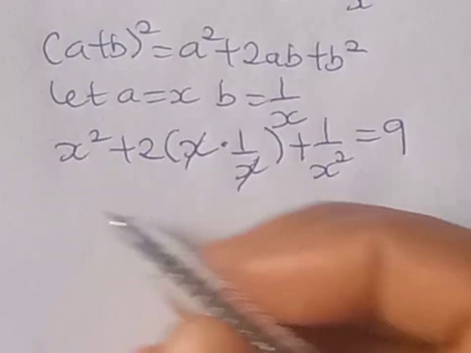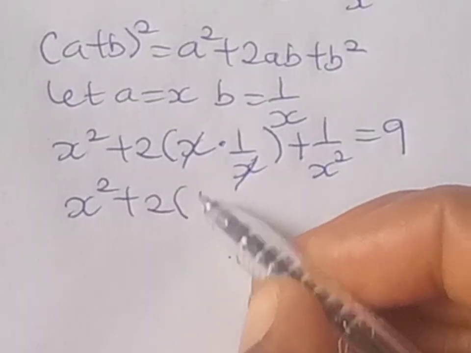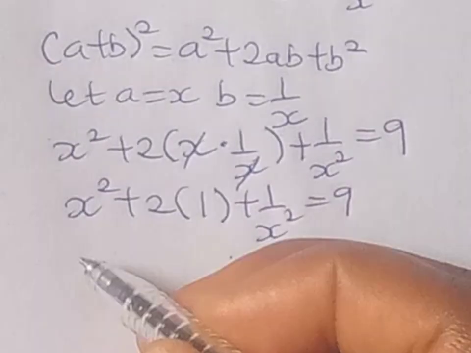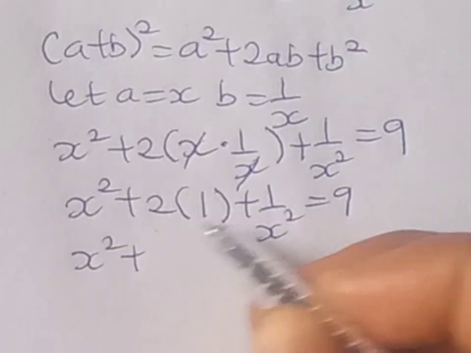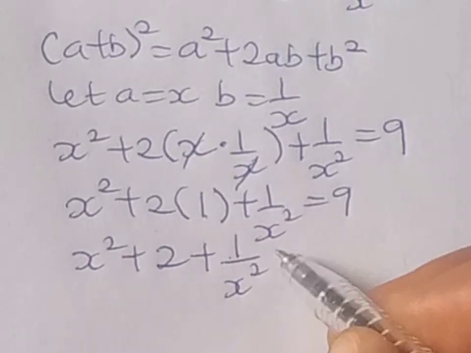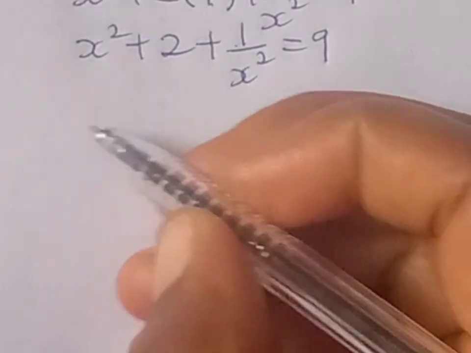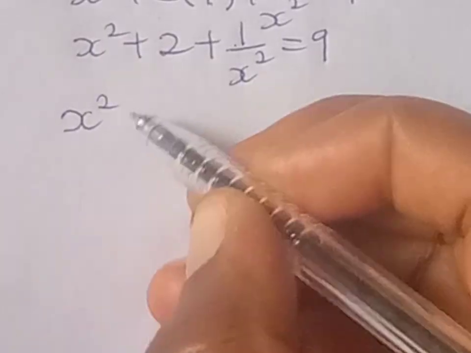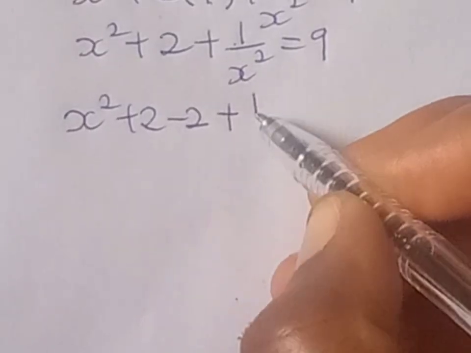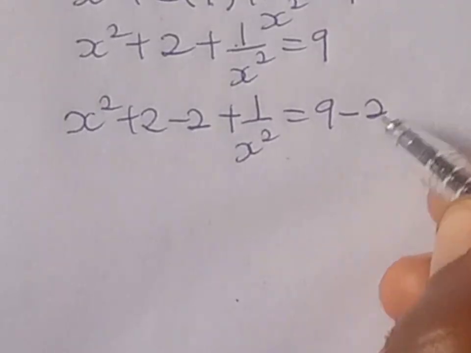X cancels x, so we are left with what? X squared plus 2 times 1, plus 1 over x squared equals 9. So x squared plus 2 plus 1 over x squared equals 9. Now let's subtract 2 from both sides. X squared plus 2 minus 2 plus 1 over x squared equals 9 minus 2.